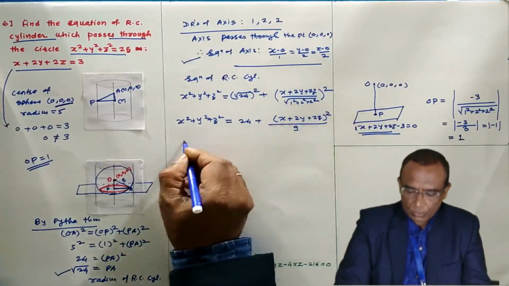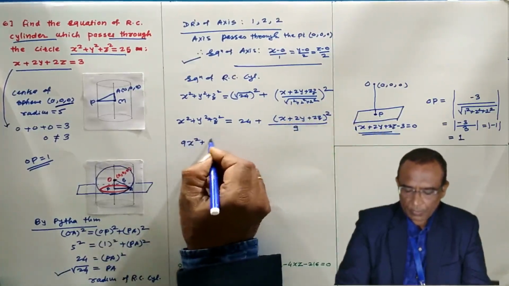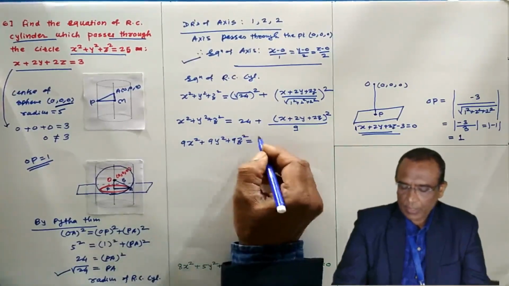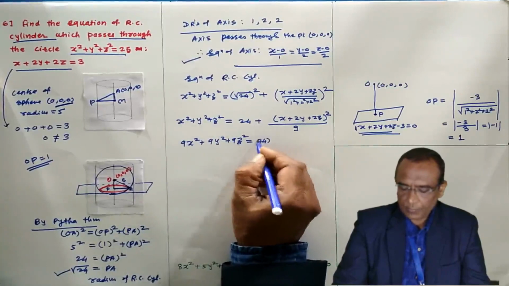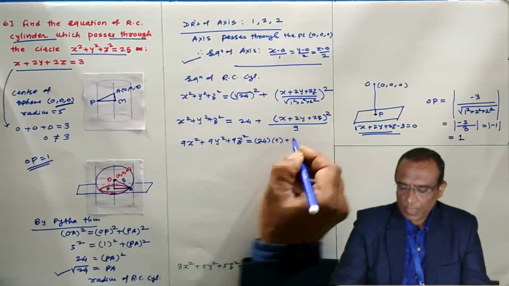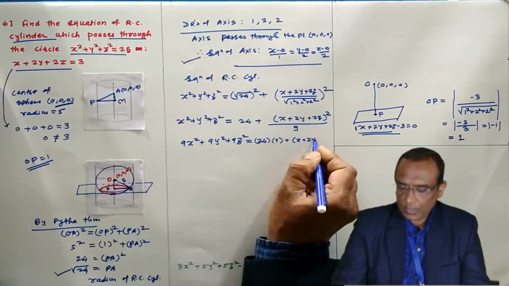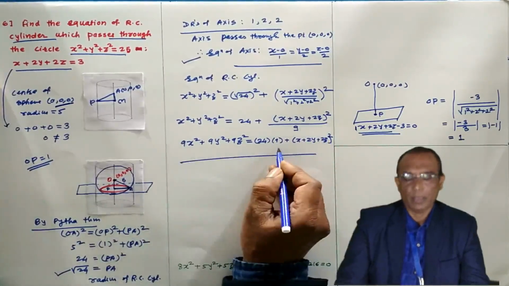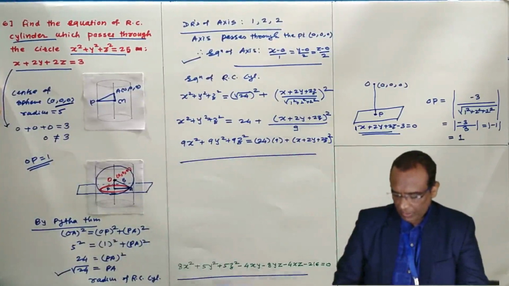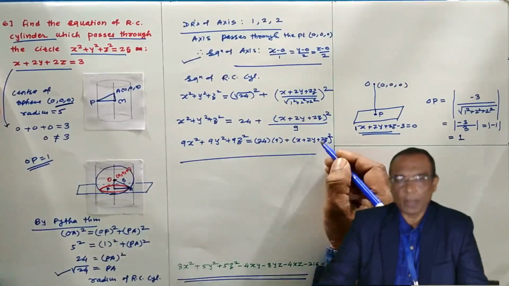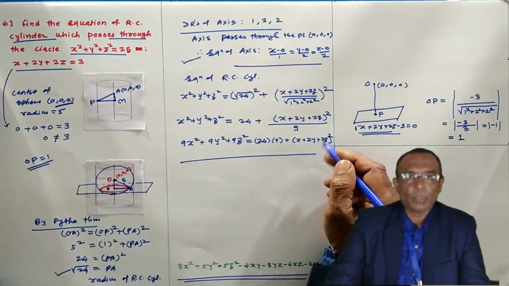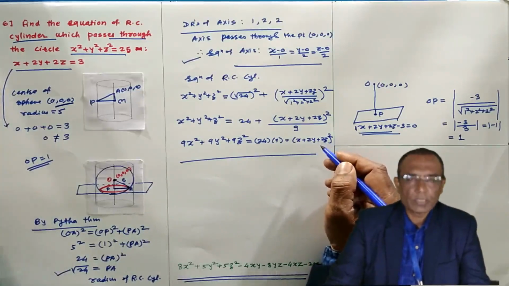Now you can multiply through by 9. 9 times x square plus y square plus z square equals 24 multiplied by 9, plus x plus 2y plus 2z square. Now if you expand it, then this will be the final answer. This expansion part I left to you. This is all about the right circular cylinder. We stop here. Thank you very much.